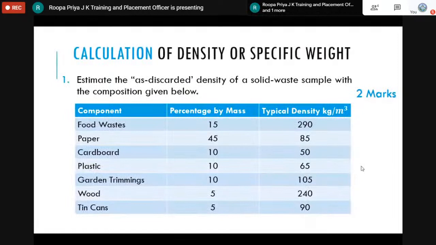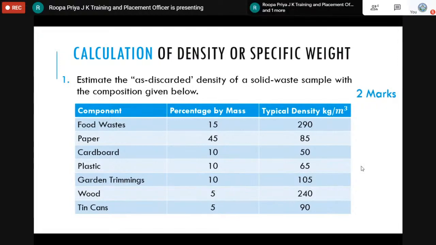This is one of the questions which I have picked up from one of the question papers. This is related to the specific weight of the solid waste, or the density of the solid waste, and it carries 2 marks. The question goes like this. Estimate the as-discarded density of a solid waste sample with the composition given below. The composition is given for various components, that is food waste, paper, cardboard, plastic, garden trimmings, wood, and tin can. The question also has the percentage by mass value, and the typical density in kg per meter cube is also given in the problem.